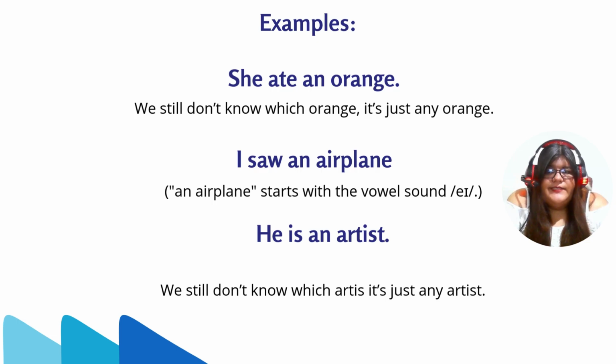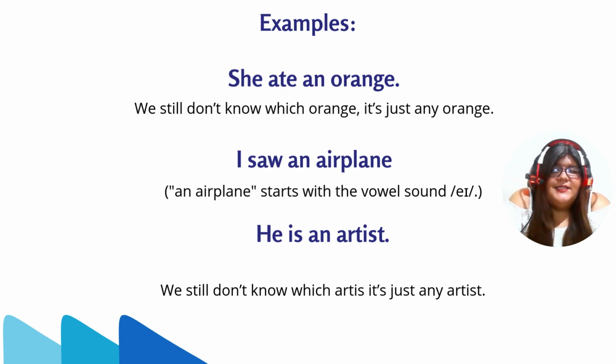Then we have I saw an airplane, but in the sky there is traffic like in the streets on the earth. With airplanes it is the same. In the sky, I mean. An airplane starts with a vowel sound A, right? And we will use an. If you don't remember how to use a and an, I recommend you to watch my previous video about it.